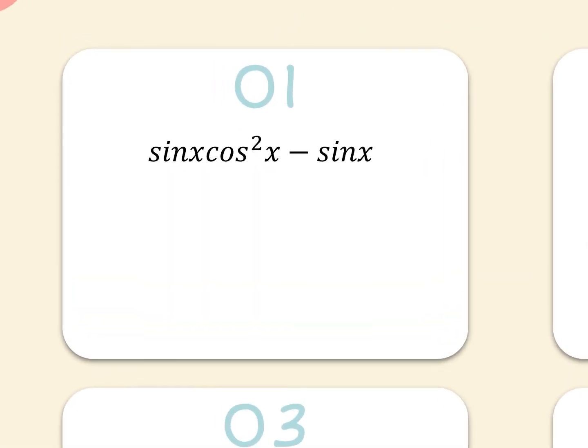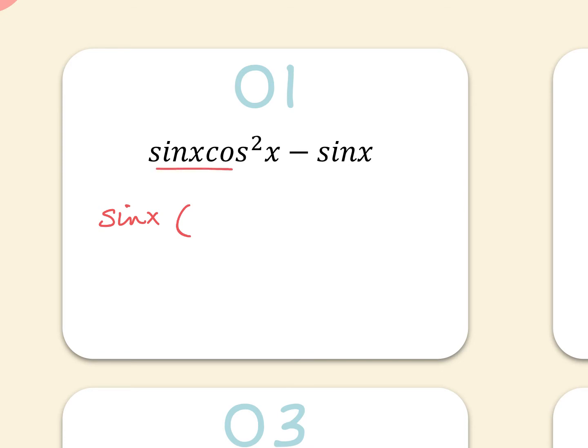So my first example here is sine x cosine squared x minus sine x. So I need to find a way that I can make this turn into a single term. At first glance, you're going to say, well, both terms have sine x in common. So that should be a clue that the way that we're going to simplify this is by factoring out a greatest common factor. And that greatest common factor is going to be sine x. So my GCF is sine x.